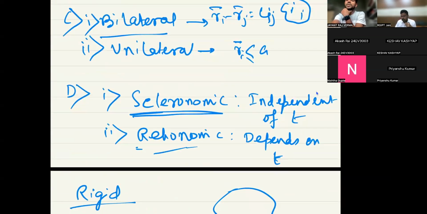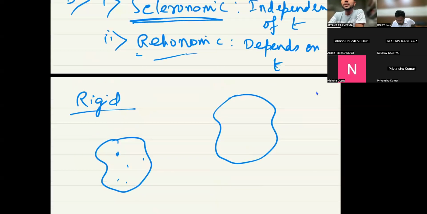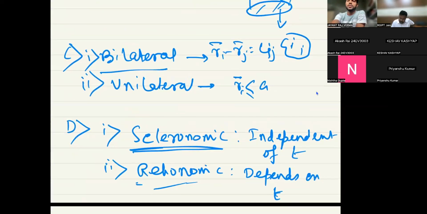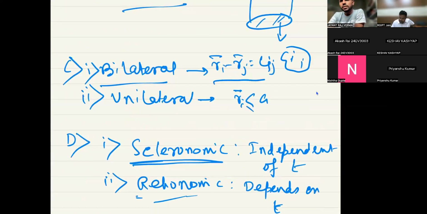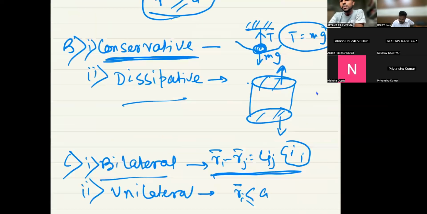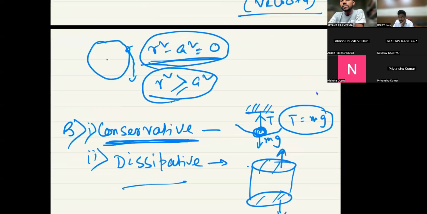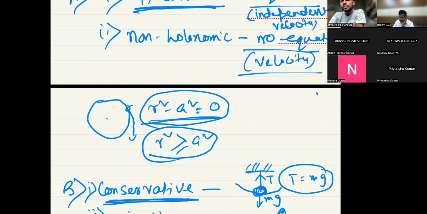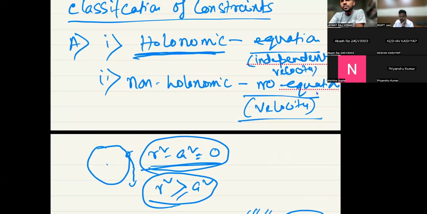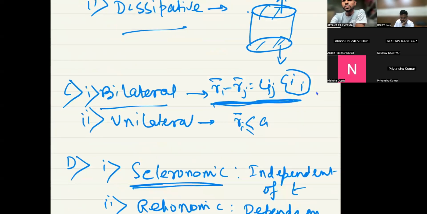Sir, what is the key difference between bilateral and holonomic? For holonomic, here we consider the velocity. That's why I specifically wrote the velocity part. In the case of bilateral, it does not matter whether you include velocity or not. But in the case of holonomic, it is independent of velocity. Between these constraint relations, velocity is an important factor. But for bilateral and unilateral, here we don't consider the velocity.